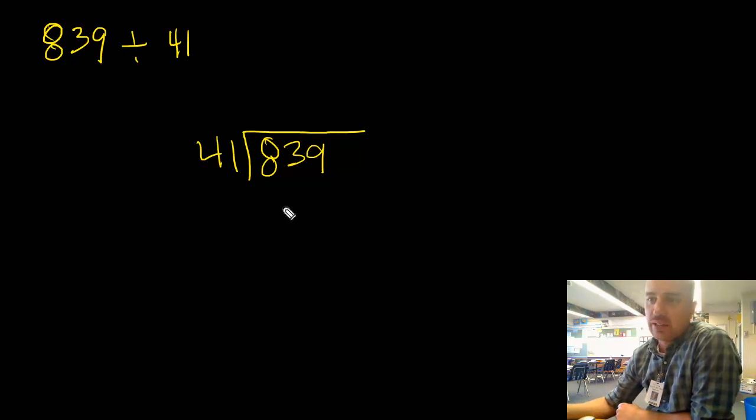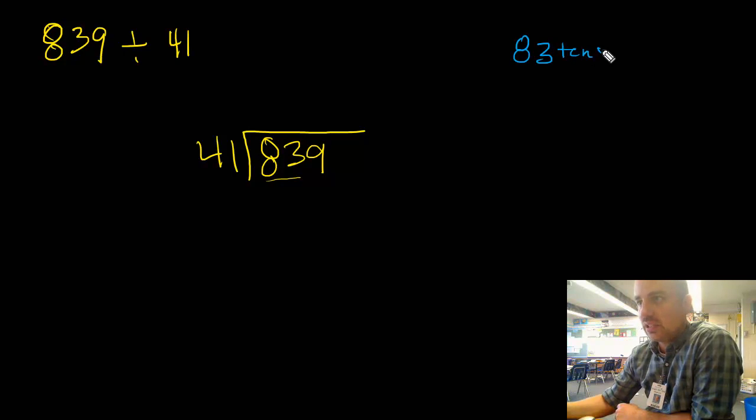What we're going to do is take a look at the first 2 here. I can't do 8. It's 800, and I can't divide 41 by 8 without regrouping. And so that's what I'm going to do. I'm going to bring in my 3 here. And so now I have 83. I have 83 tens, and I can divide that by 41. So I'm going to go ahead and say I have 83 tens, and I'm going to divide that by 41.